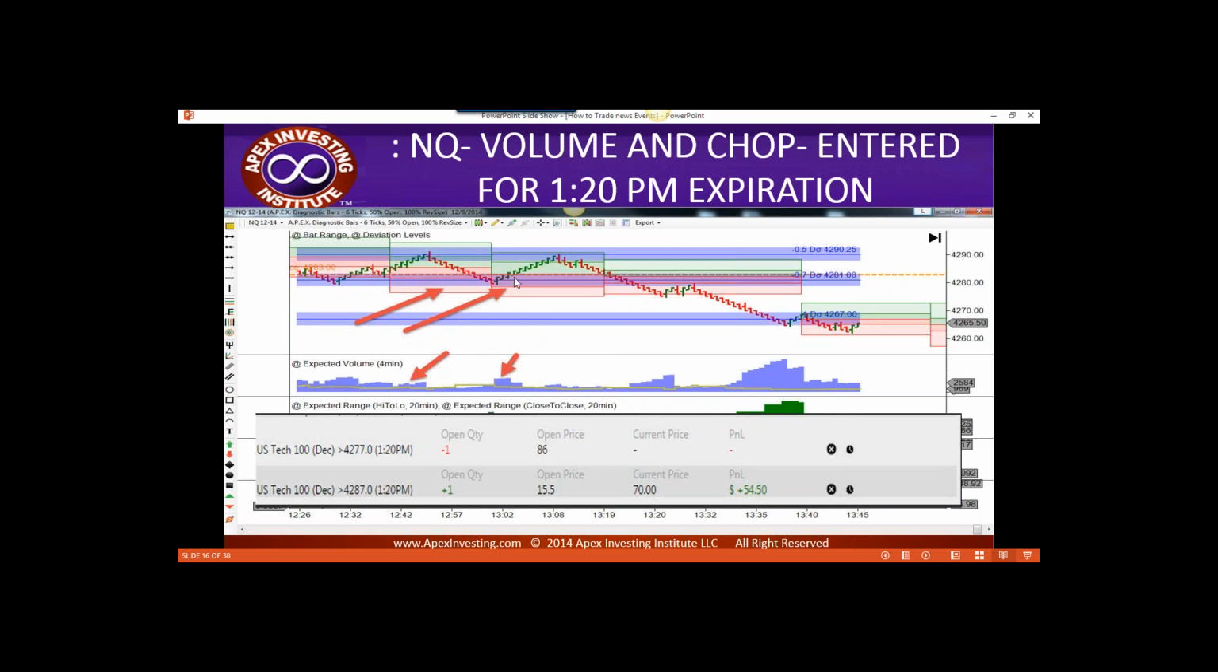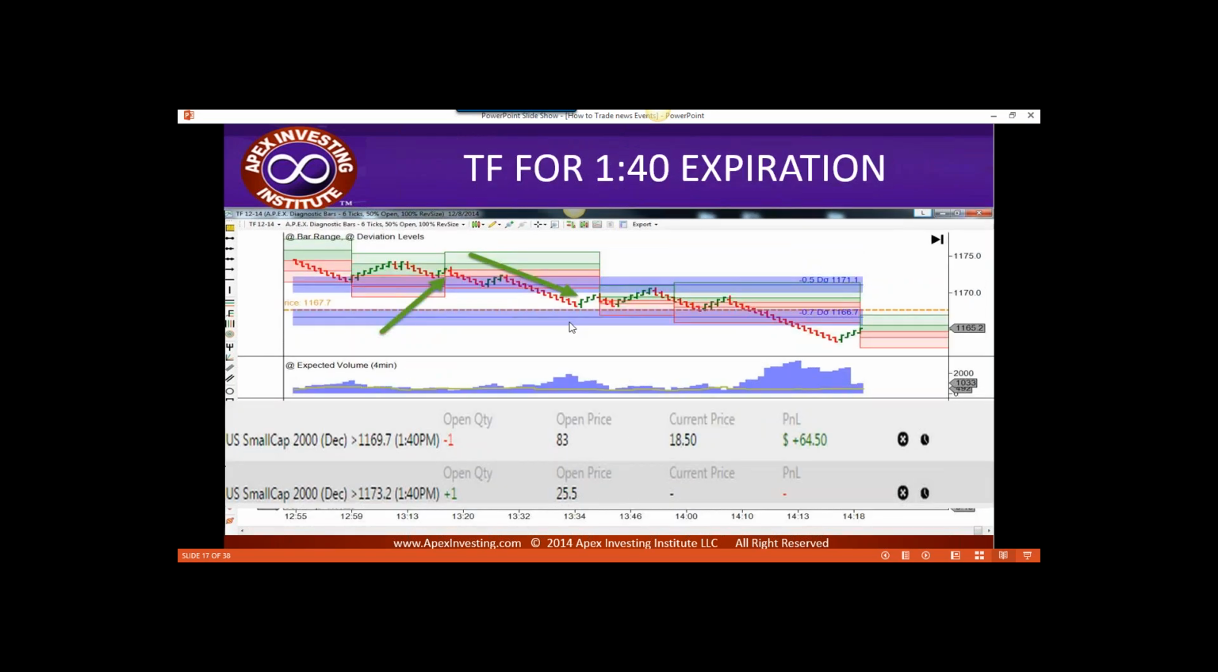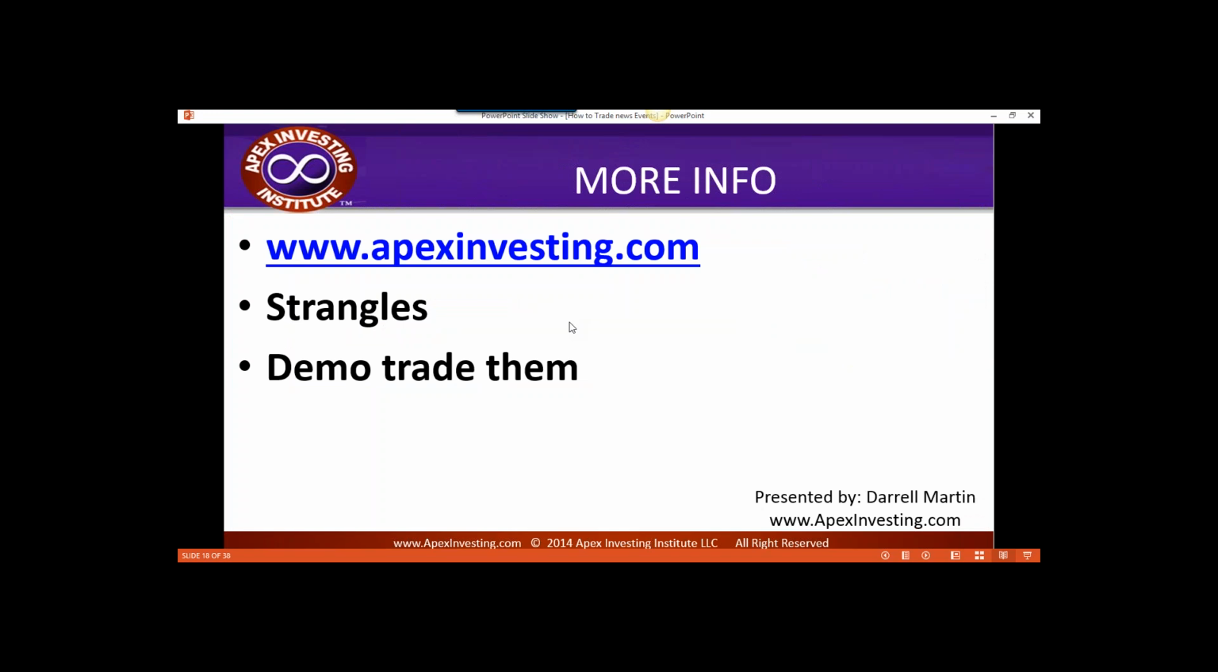Okay? And yes, I'm going to try to get as close as I can to where the market is, but I'm not going to risk more than 20 bucks on each side. Okay? So that's what we call a strangle. All right? So let's see here.